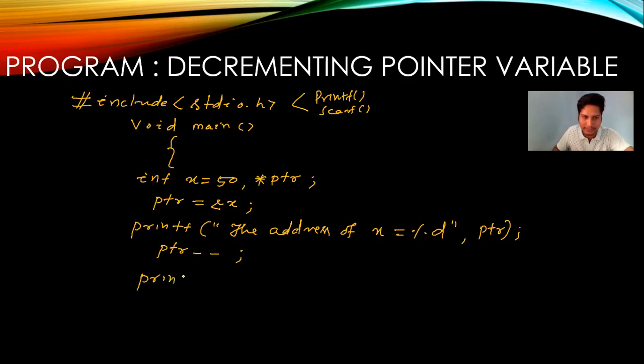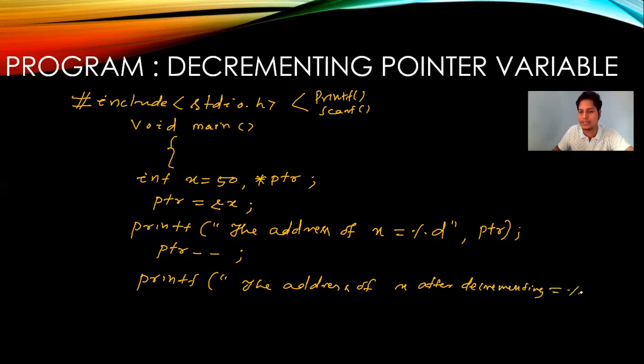Then printf the address of x after decrementing is equal to %d double quotation end comma ptr bracket and semicolon. Main function closes. So here x is a variable which stores the value 50.